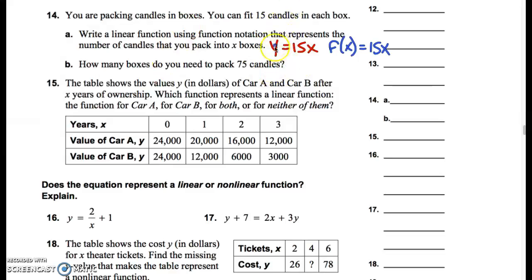Then part B, how many boxes do you need to pack 75 candles? Well, those candles represent the y. So 75 equals 15x. Divide by 15 and you get 5 is what x equals. So you would need 5 boxes.